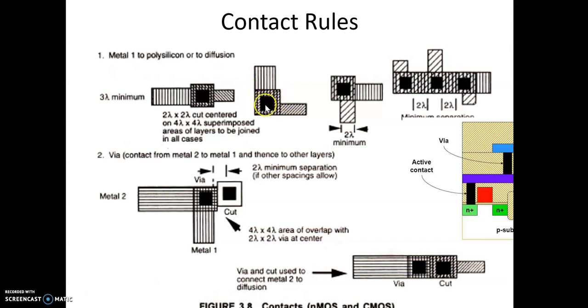This is called the contact, and this is the active contact region, which is 2 lambda into 2 lambda extending up to 4 lambda. The bigger square, the outer square, is 4 lambda into 4 lambda, and the spacing between two contacts should be 2 lambda. Here also the spacing has to be 2 lambda. And if it is a via, as we said, it is connecting two metals, metal 1 and metal 2, using via. The spacing between via and a contact will be 2 lambda.